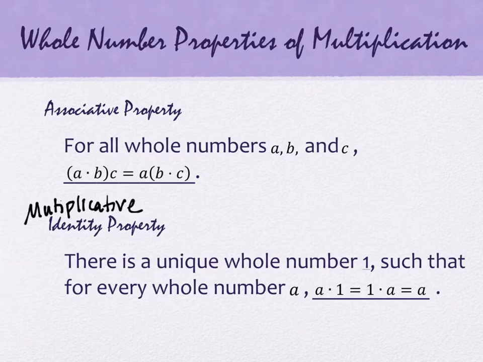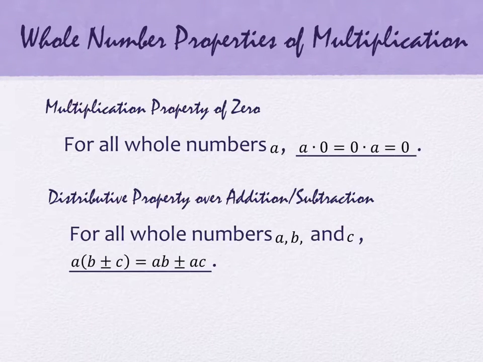And so those are all the ones we basically had before. We had 4 identities in addition, and they all failed in subtraction. So we have these 4 same identities with a little bit of variation in multiplication. And then we have 2 new identities in multiplication as well. We have the multiplication property of 0, just saying that when we multiply by 0, we get 0.